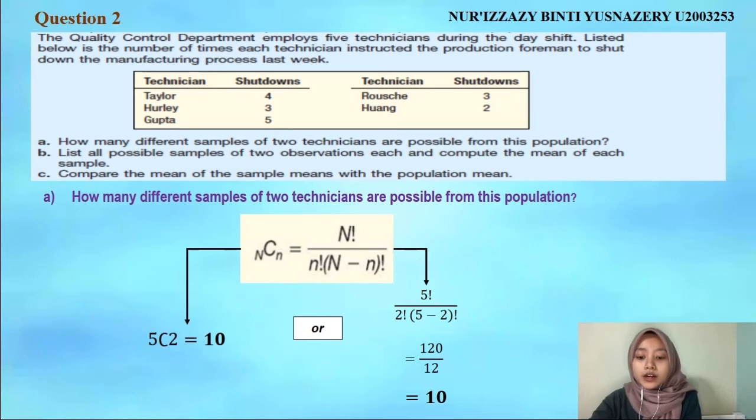So there are 5 technicians in the table, as you can see. To calculate how many different pairs of technicians we can get, we can use a combination formula. You need to grab your calculator and key in the formula. I've put the combination formula in the slide. So there are two ways. The first one is 5 combination 2, or you can use the second method, which will give you the same final answer. That is, you will get 10 different samples of 2 technicians from this population.